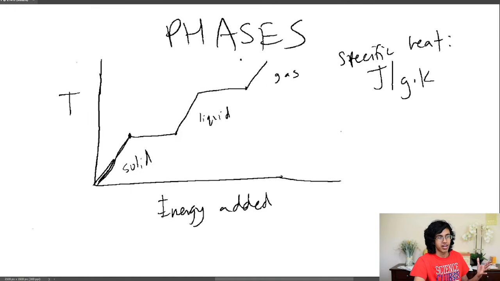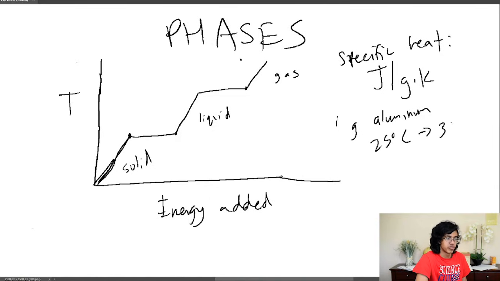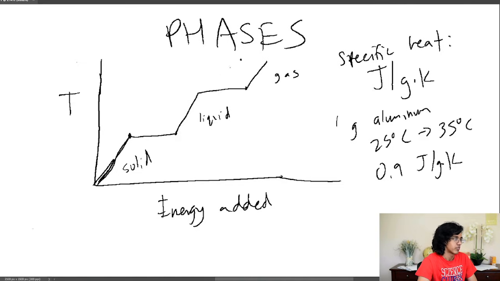And if you want to do any calculations with it, basically all you gotta do is use the units. So let's say we had 1 gram of aluminum, and we wanted to take it from 25 degrees Celsius to 35 degrees Celsius. Well, the specific heat for aluminum is 0.9 joules per gram Kelvin. So essentially, if you looked at this on the phase diagram, you know that at normal temperature, aluminum is solid. So it starts at 25 degrees Celsius somewhere around here, then it goes to 35 degrees Celsius. And we want to find how much energy was taken to get it there.